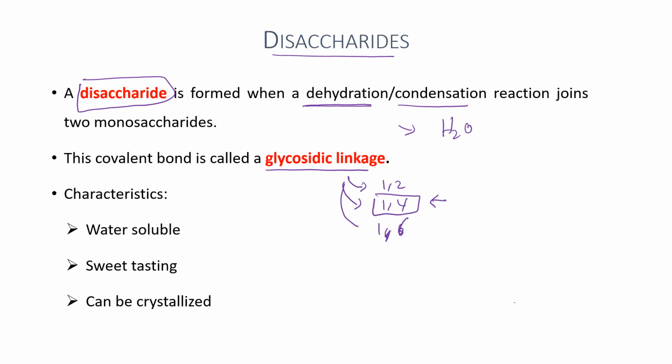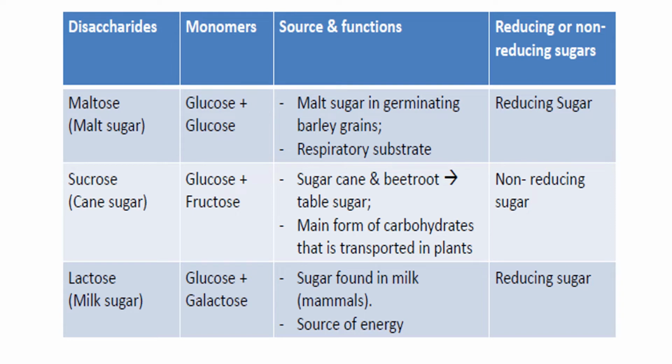And the characteristics of disaccharides is that they are water soluble, again due to the presence of many hydroxyl groups that can form hydrogen bonds with water molecules, causing the disaccharide to be able to dissolve in water. And then they have a sweet taste, and also they can be crystallized. Okay, so these are the three examples of disaccharides.